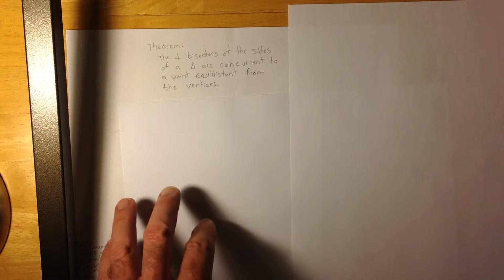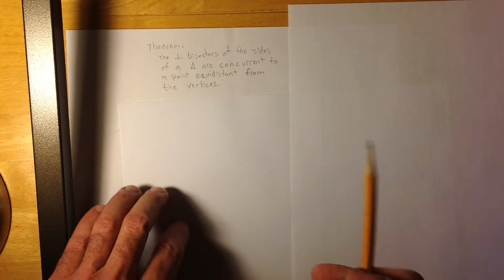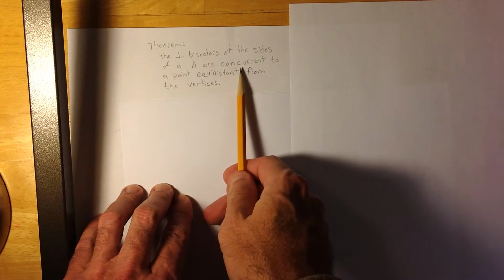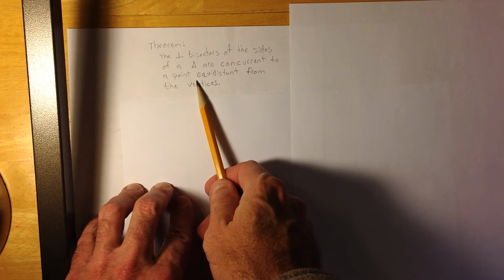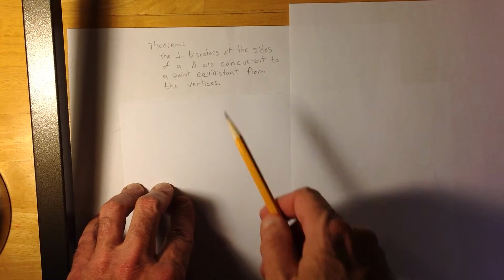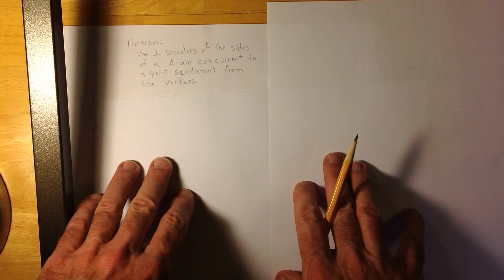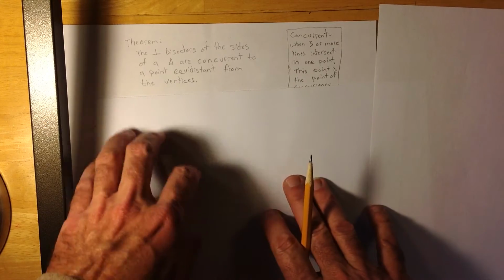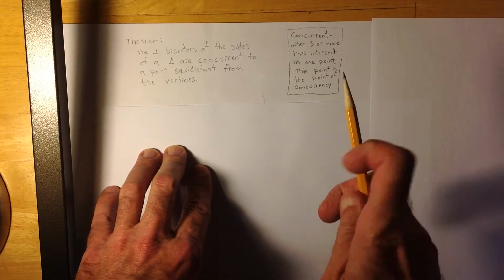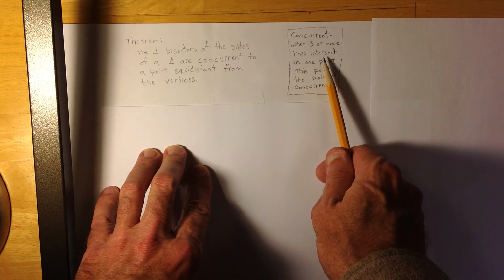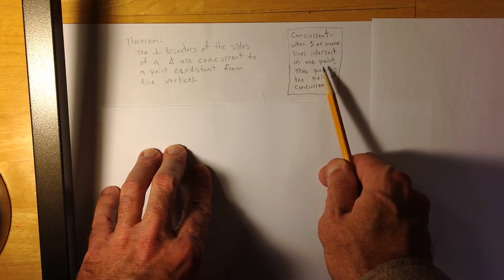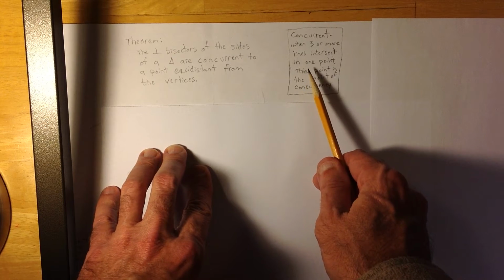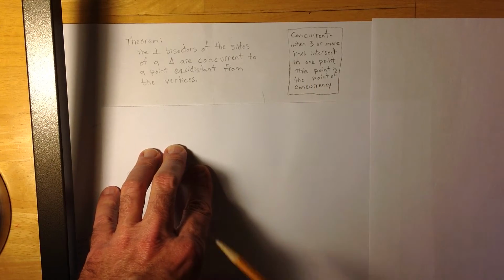Hello and welcome. Today we're going to talk about a couple theorems and do some really neat constructions. Our first theorem states that the perpendicular bisectors of the sides of a triangle are concurrent to a point that is equidistant from the vertices. Okay, concurrent. The definition for concurrent is when three or more lines intersect in one point. So that's concurrency. This is called the point of concurrency.